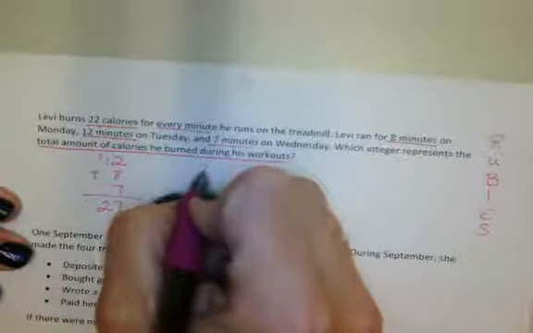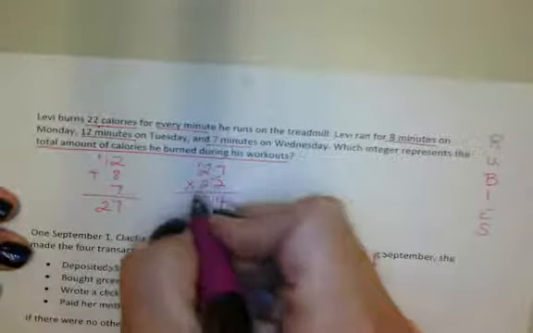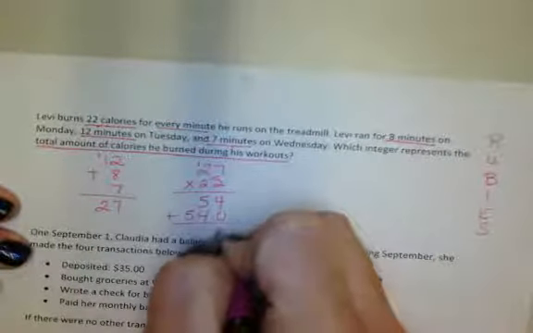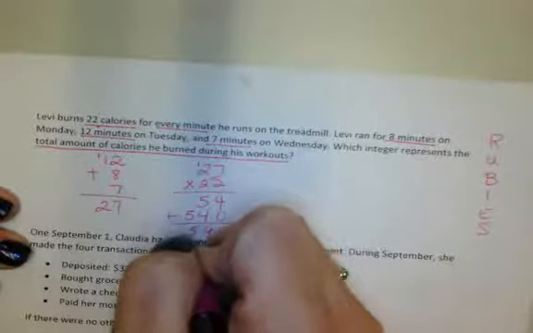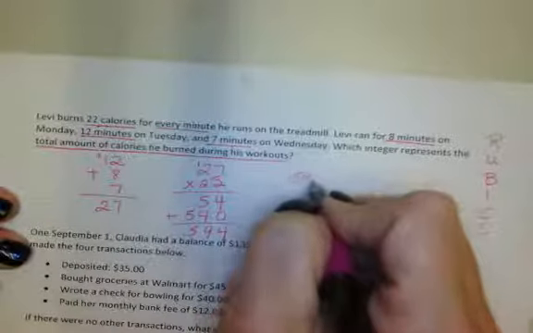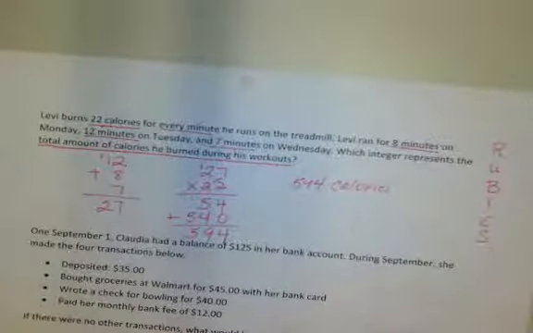So we're going to take 22 and multiply it by 22. 7 times 2 is 14. We bring our 1 up. 2 times 2 is 4, plus 1 is 5. We put a 0 here and start over this way. 7 times 2 is 14. Bring up our 1. 2 times 2 is 4, plus 1 is 5. And then we add. 4 plus 0 is 4. 5 plus 4 is 9. And 5 plus 0 is 5. So he burned a total of 594 calories in those 3 days. There's your first answer.